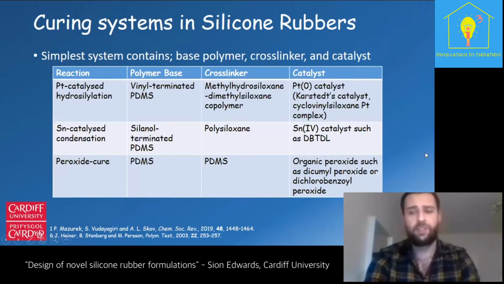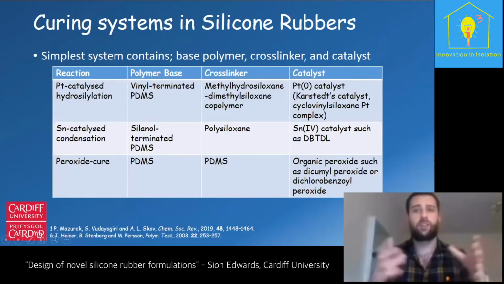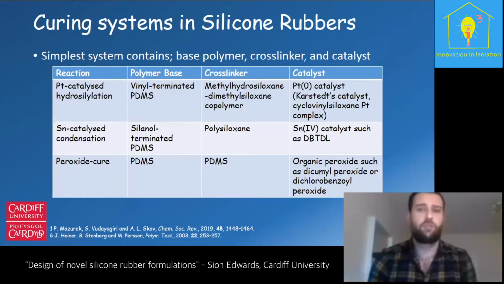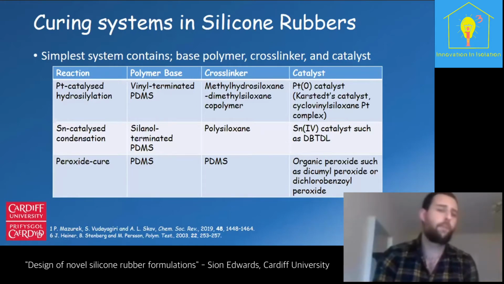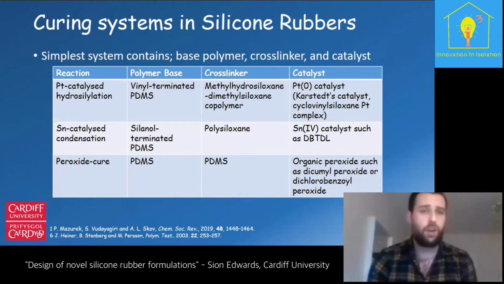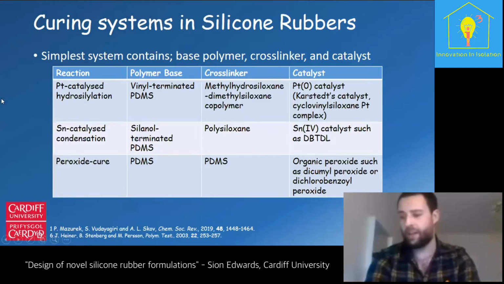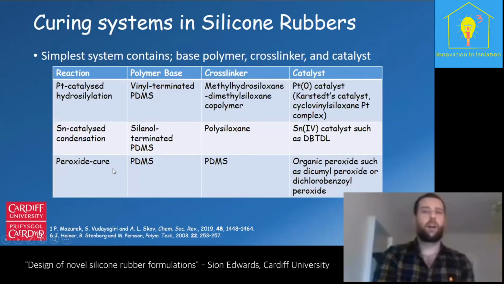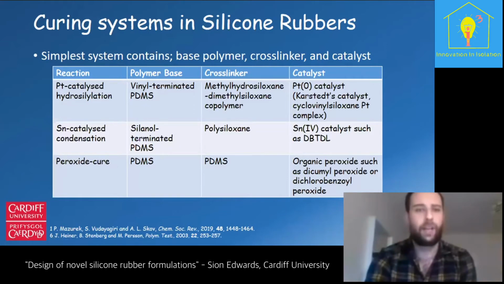So curing systems in silicone. So when a silicone rubber sets, it's termed as cured. So to cure some silicone rubber, you need a base polymer, a cross-linker, and a catalyst at a minimum. So three most common reactions here are platinum catalyzed hydrosilylation, a tin catalyzed condensation reaction, and peroxide cure. So I'm going to focus specifically on platinum catalyzed hydrosilylation today.